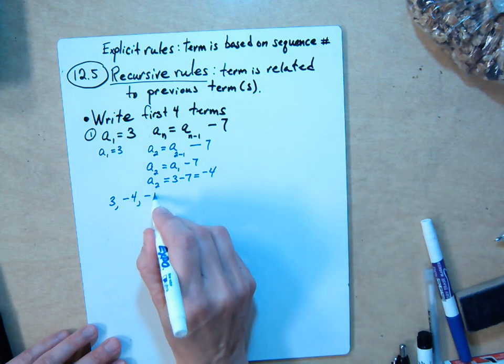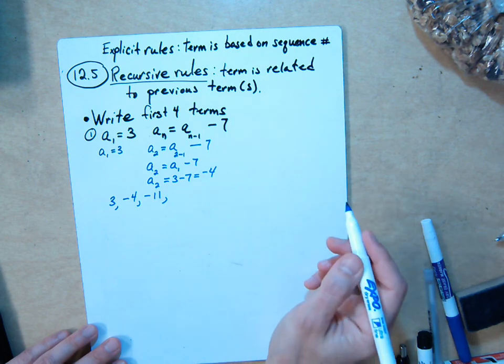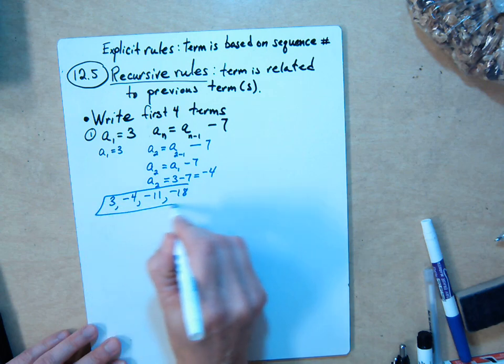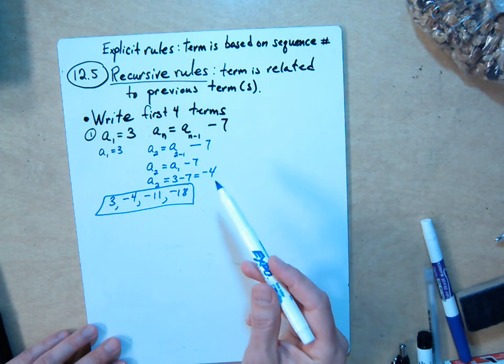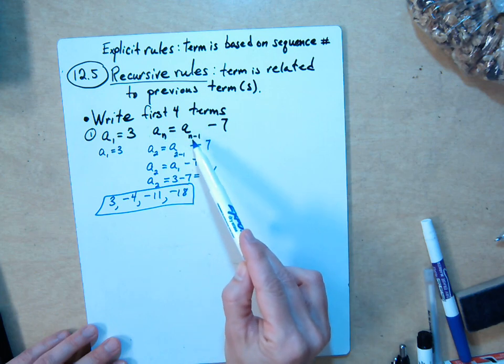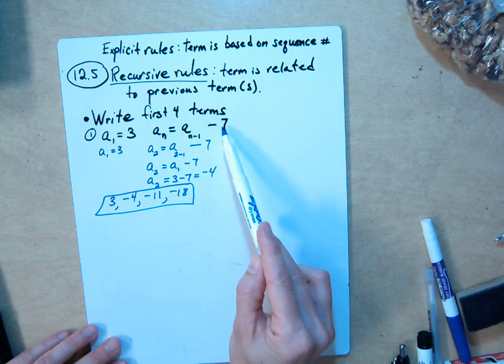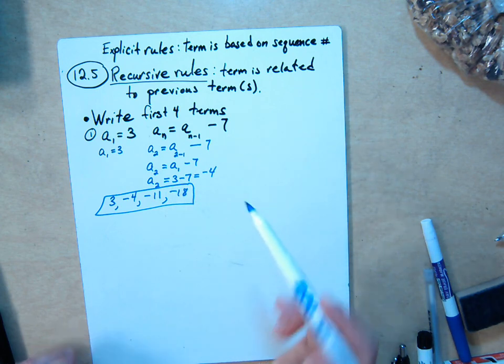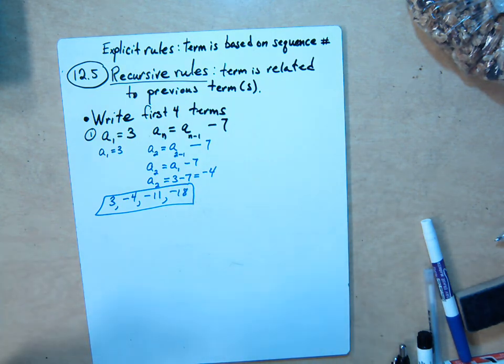Very good, negative 11. And then what's the next term? Negative 18. So that's expanding. And if you weren't sure, you could plug in a sub 3 into the formula. You would get a sub 2 minus 7, which means the previous term take away 7. So let's do another one.